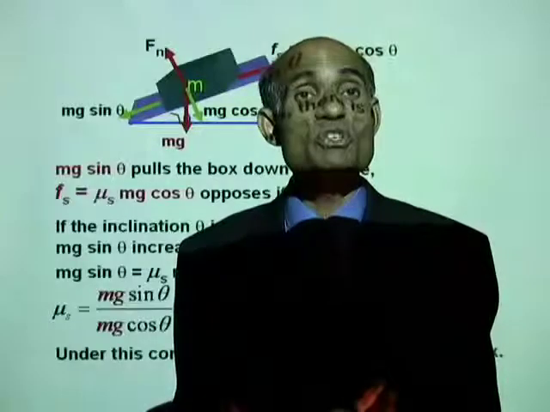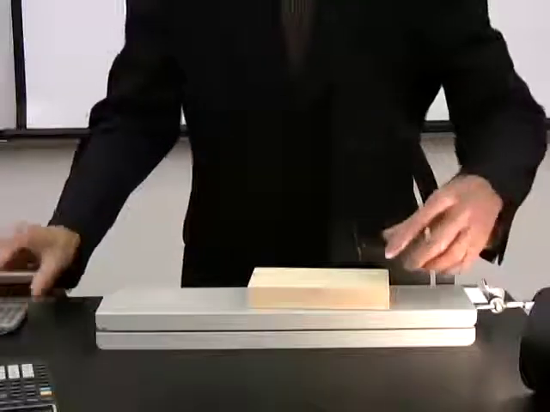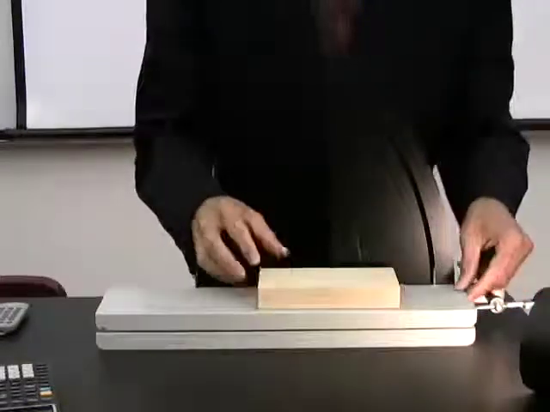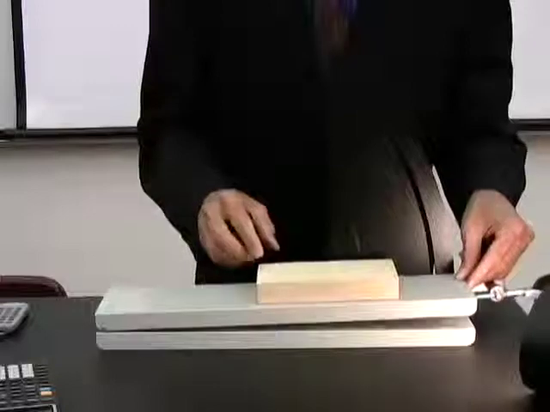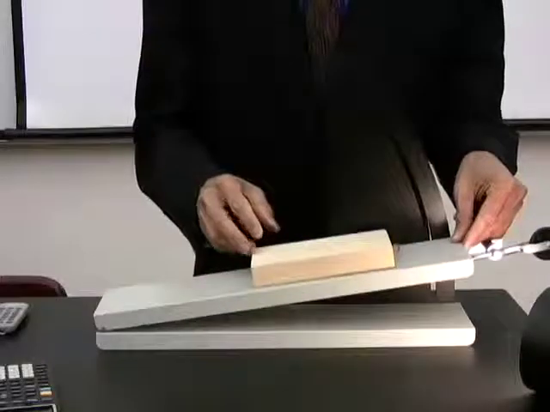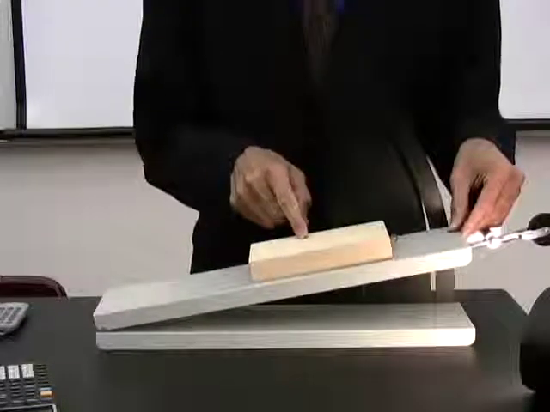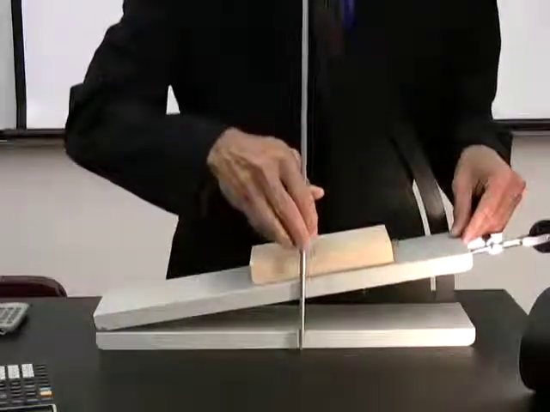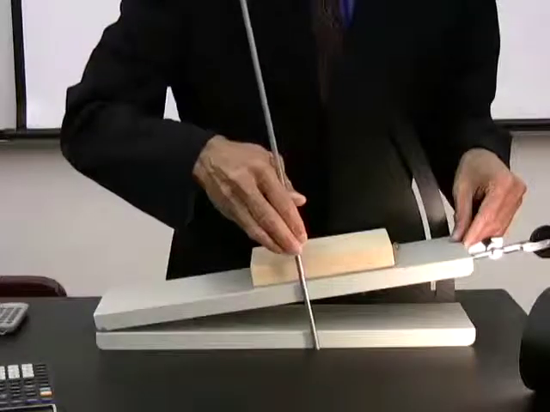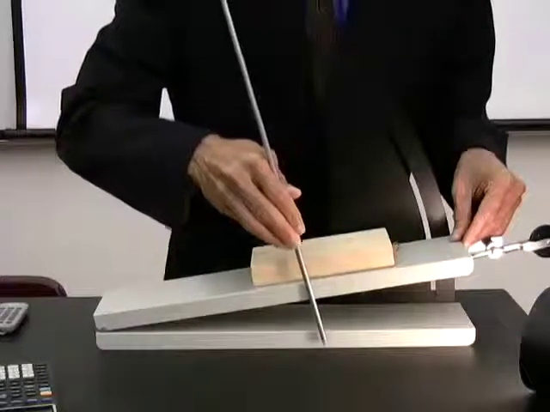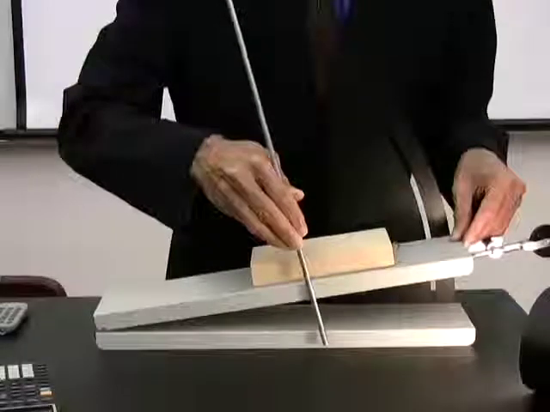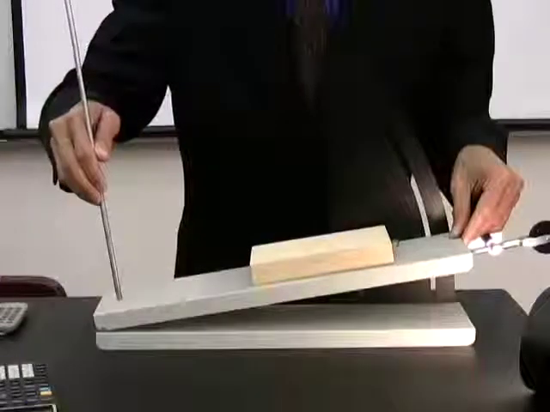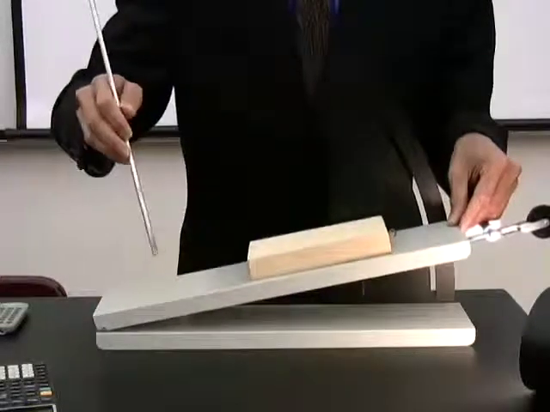Well, let's see if I can show that to you. Here I have that block of wood on an inclined plane, and watch as I increase the angle of inclination. Now tell me, what are the forces? The weight mg will be acting vertically down. And what is the normal force pressing the two surfaces together? That will be mg cos theta. And what is the force pulling the block down the plane? It will be mg sin theta.